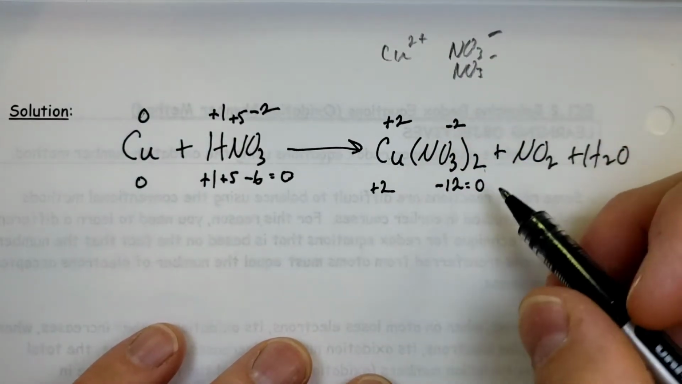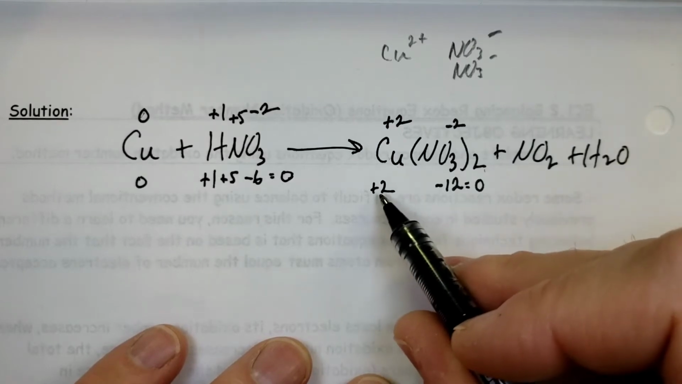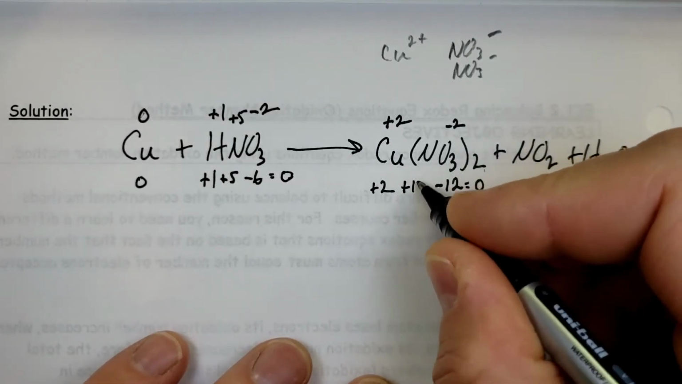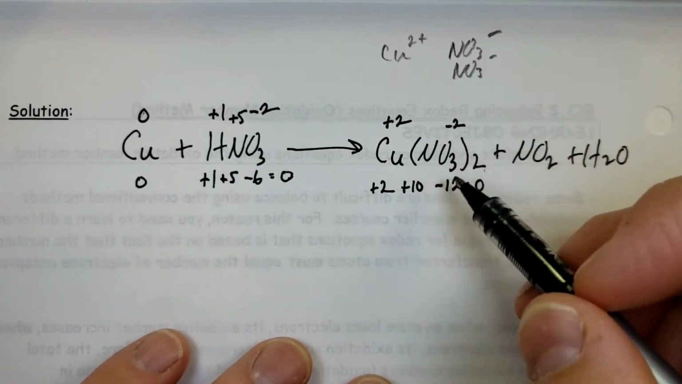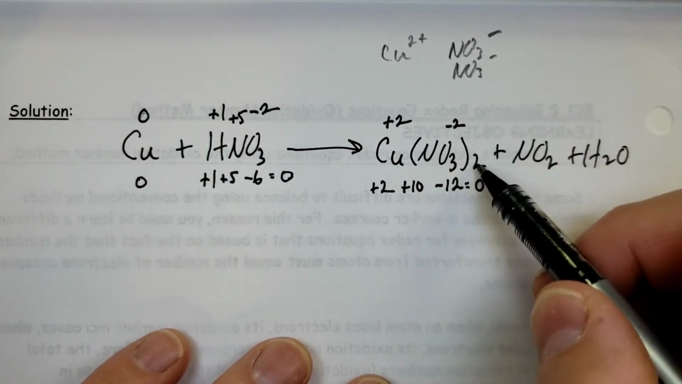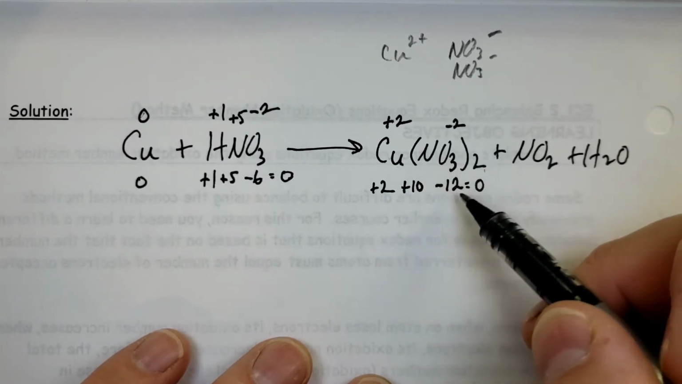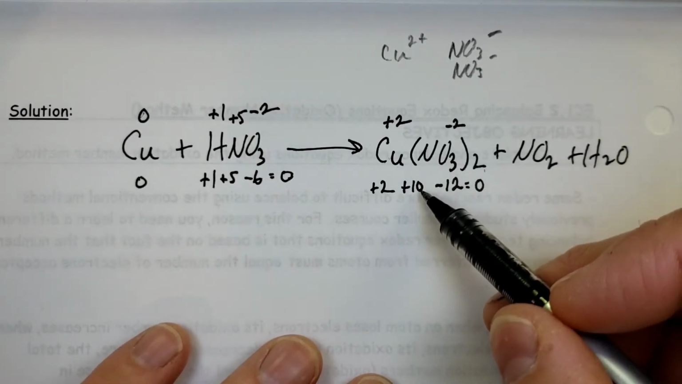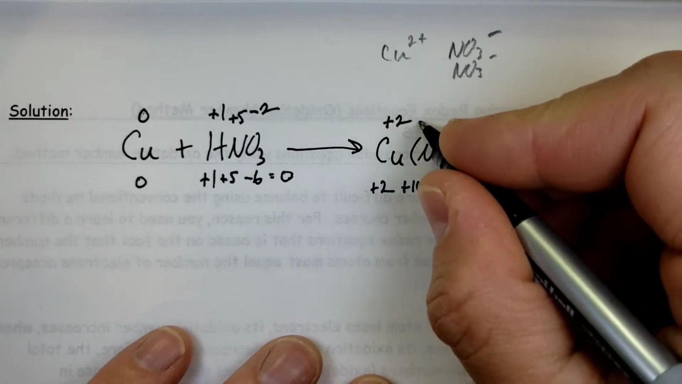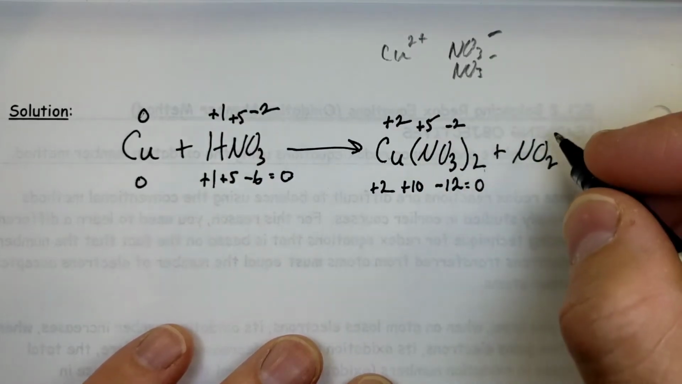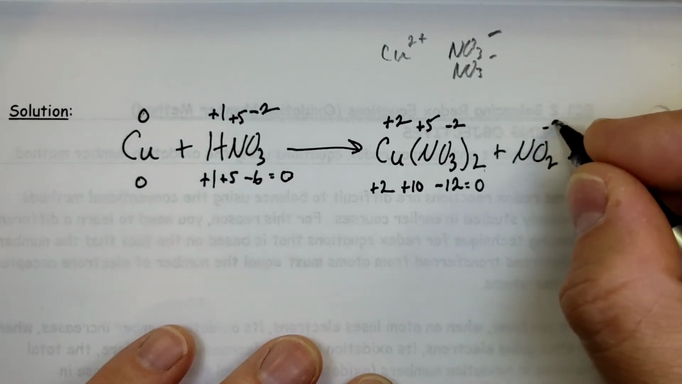Okay? And then that'll tell me what I need here. So 2 plus something minus 12 equals 0. So we know that's going to be a plus 10. So nitrogens contribute plus 10. How many nitrogens do I have? I have 2 nitrogens. So those 2 contributing equally to that plus 10, then it must be plus 5.